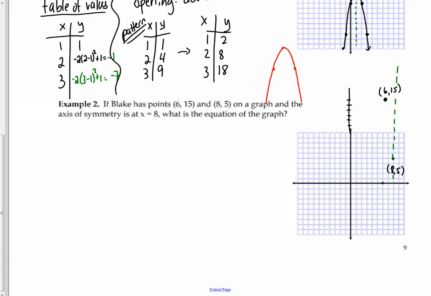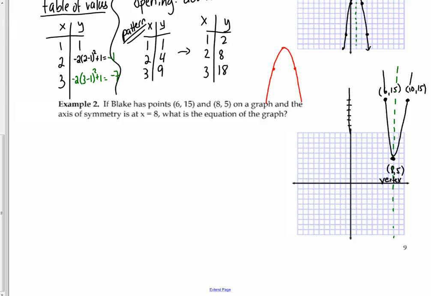So if that's the axis of symmetry, and (8, 5) goes through it, what does that mean about (8, 5)? It's your vertex. It also means that we know another point, (10, 15), because it's the axis of symmetry. It's symmetrical. So (10, 15) is going to be another point.